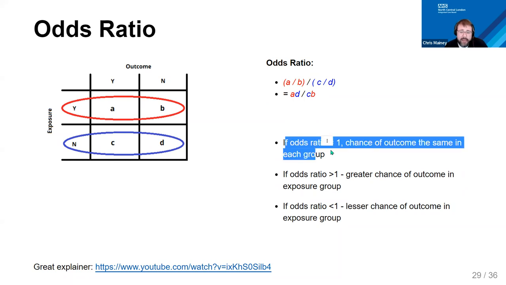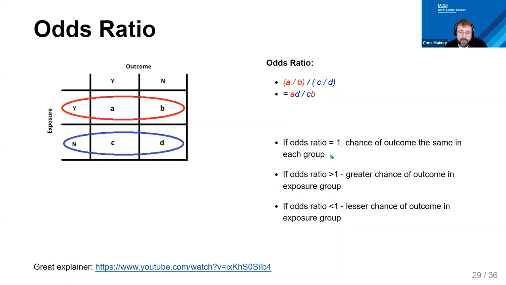But that means our odds ratios come out with this interpretation. If you have an odds ratio of 1, the chance of your outcome was the same in each of your groups. If it's greater than 1, the chance of the outcome in the exposure group was higher, so it's an increased risk. And the opposite is true for less than 1: the chance of the outcome is lower in the exposure group.